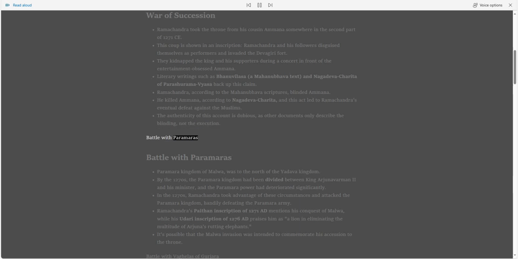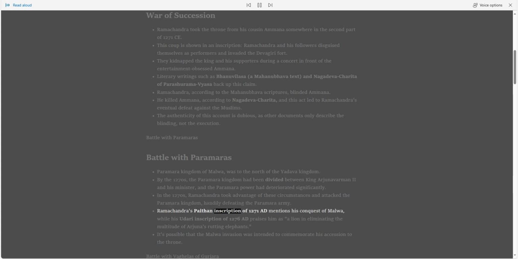Battle with Paramaras. The Paramara kingdom of Malwa was to the north of the Yadava kingdom. By the 1270s, the Paramara kingdom had been divided between King Arjunavarman II and his minister, and the Paramara power had deteriorated significantly. In the 1270s, Ramachandra took advantage of these circumstances and attacked the Paramara kingdom, handily defeating the Paramara army.